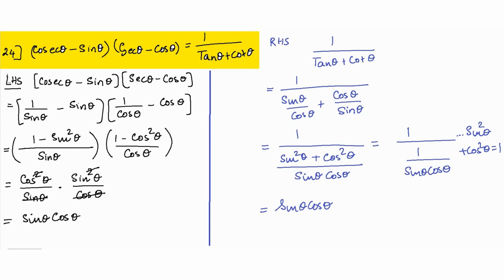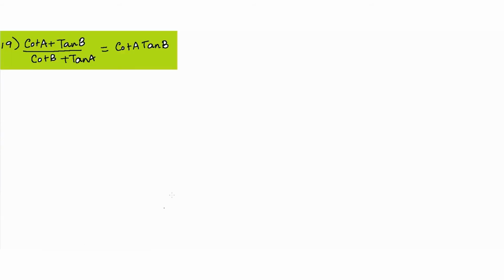Okay, let us continue with the next question now. So in this question, I notice that in the left hand side, I have cot and tan of different angles, and on the right hand side, I specifically have cot A and tan B. Okay. So now I am going to think about how to solve this problem.